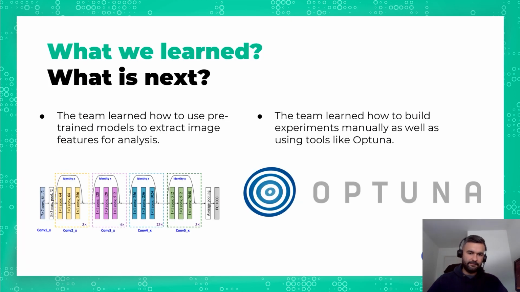So what did we learn, and what is next? The team learned how to use pre-trained models to extract image features for analysis and prediction. And we also learned how to build experiments manually, as well as using experimental tools like Optuna, which is a fantastic package. Now, as I mentioned a couple of moments ago, our time frame was quite limited.